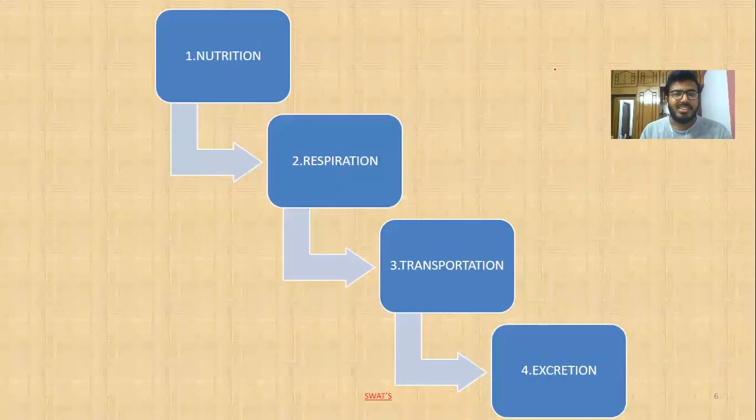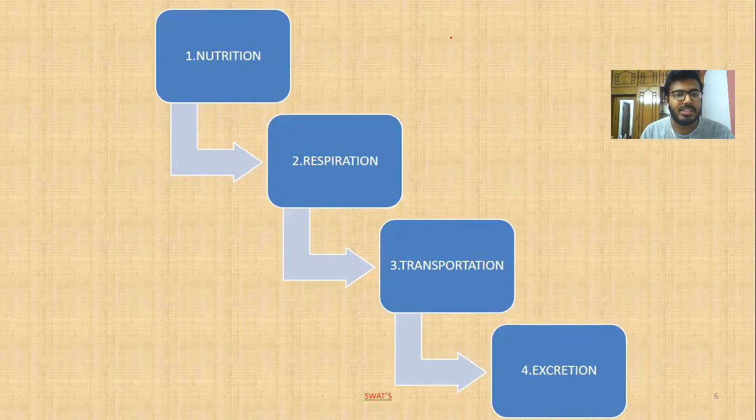Hello dear friends, so yesterday in the life processes we discussed the four main topics: first one is nutrition, second one is respiration, third one is transportation, and the fourth one is excretion. So today we are going into the first portion of nutrition. Nutrition, as I told yesterday, is about food.